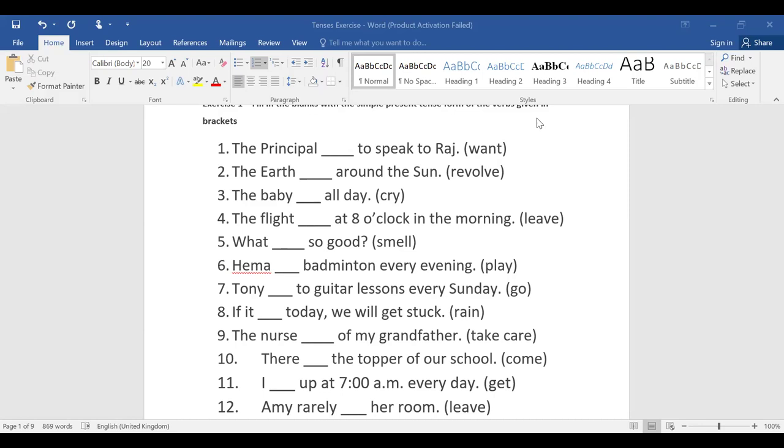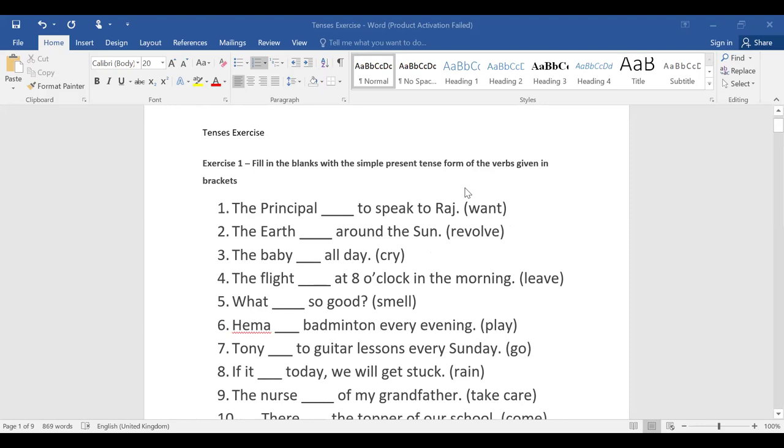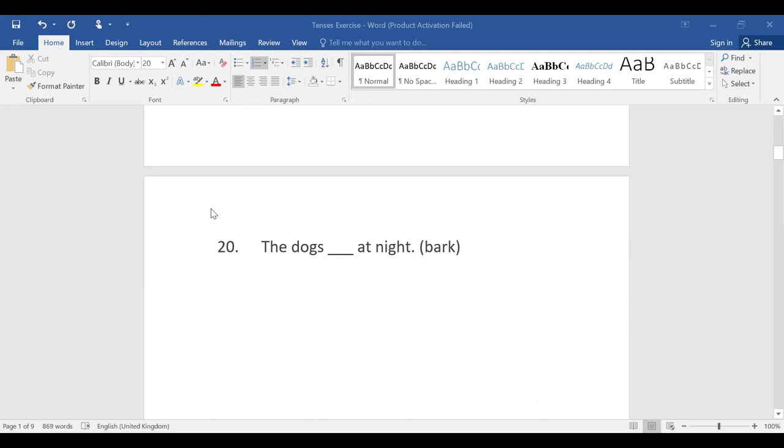Now let's look at the instructions again. The instructions for 1 to 20 says, Esther Ankra just dropped us. The instructions for the questions is fill in the blanks with the simple present tense form of the verbs given in bracket. Not the past, but the simple present tense. Okay. Now, let me share the answers with you. Then you can mark your own scripts.